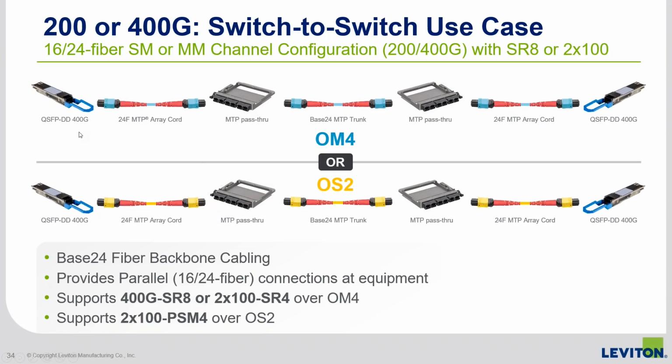The OM4 option is the SR8, or the option from Cisco, which was their 2x100. On the single mode side, it is the Cisco 2x100 PSM4. But what I wanted to highlight is that these options do require that MPO 24 option at the transceiver. So that's why you see that you're maximizing that backbone cabling and only need a pass-through in this scenario. Again, going back to the benefit of having flexibility designed into the network.